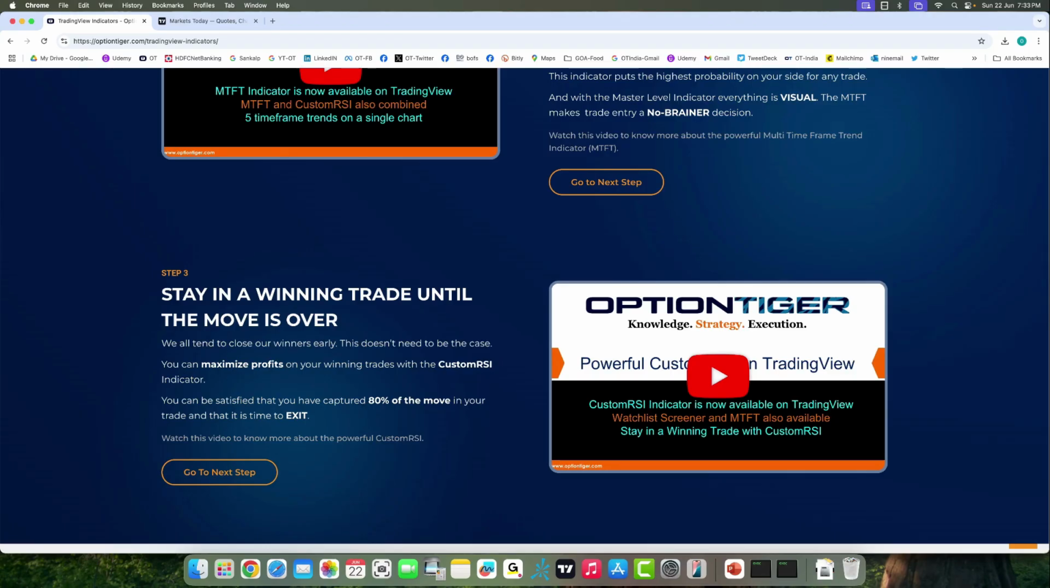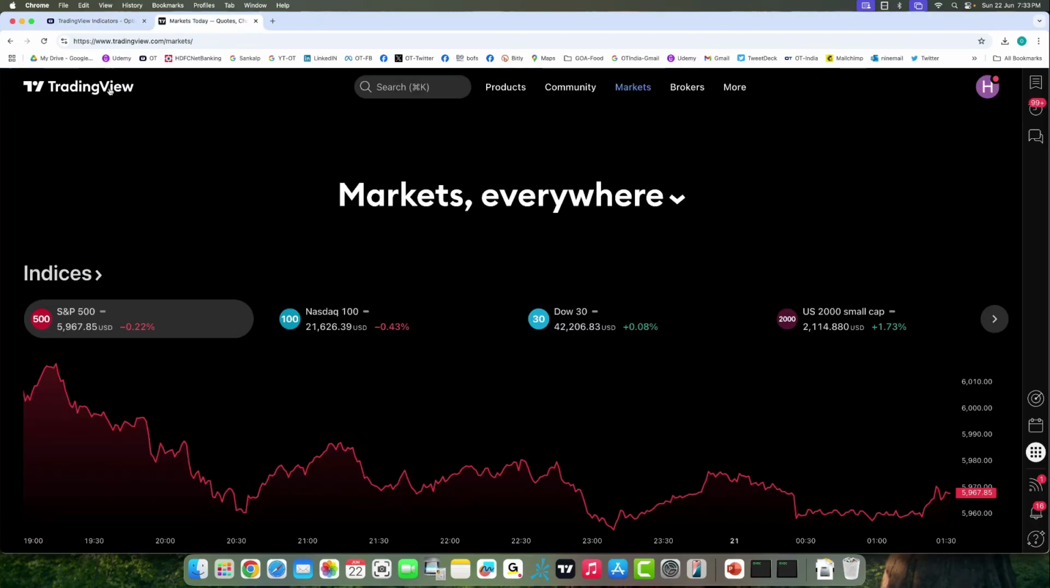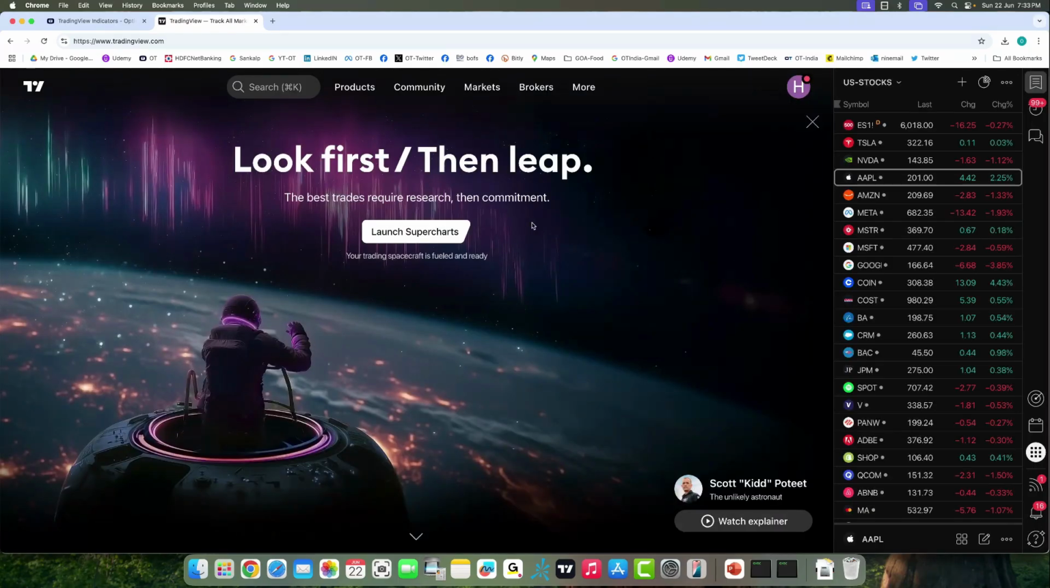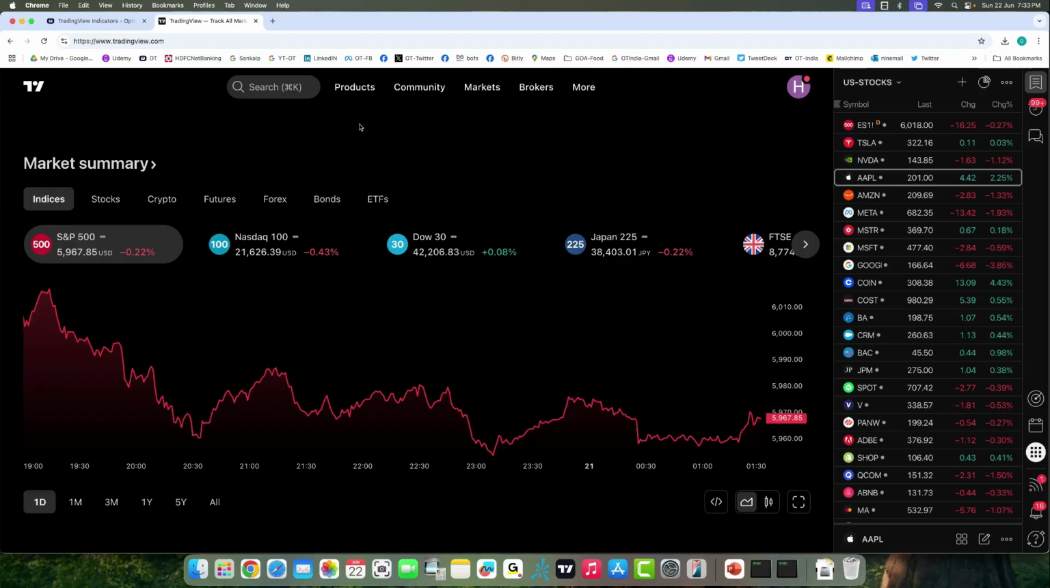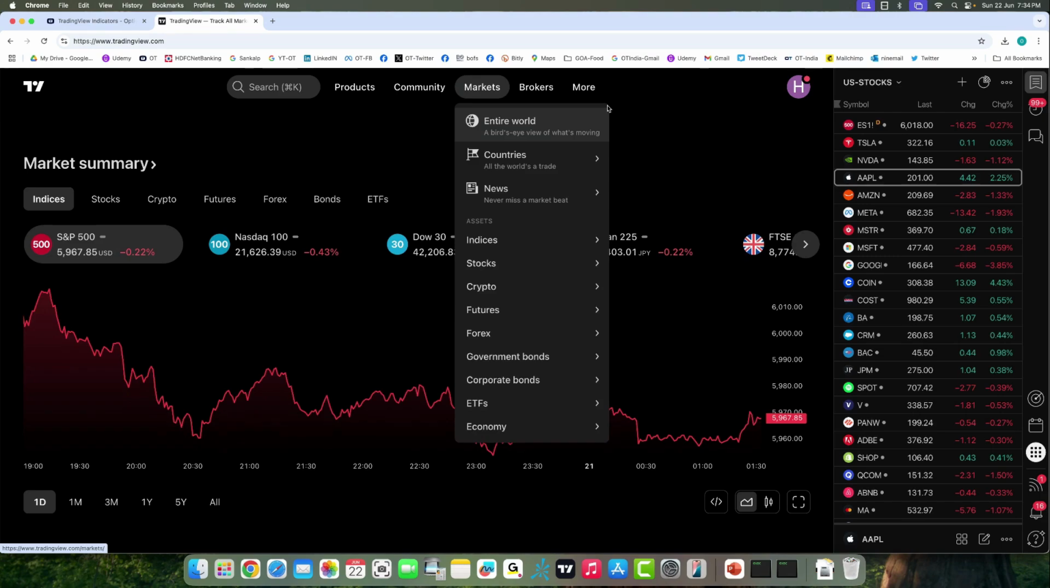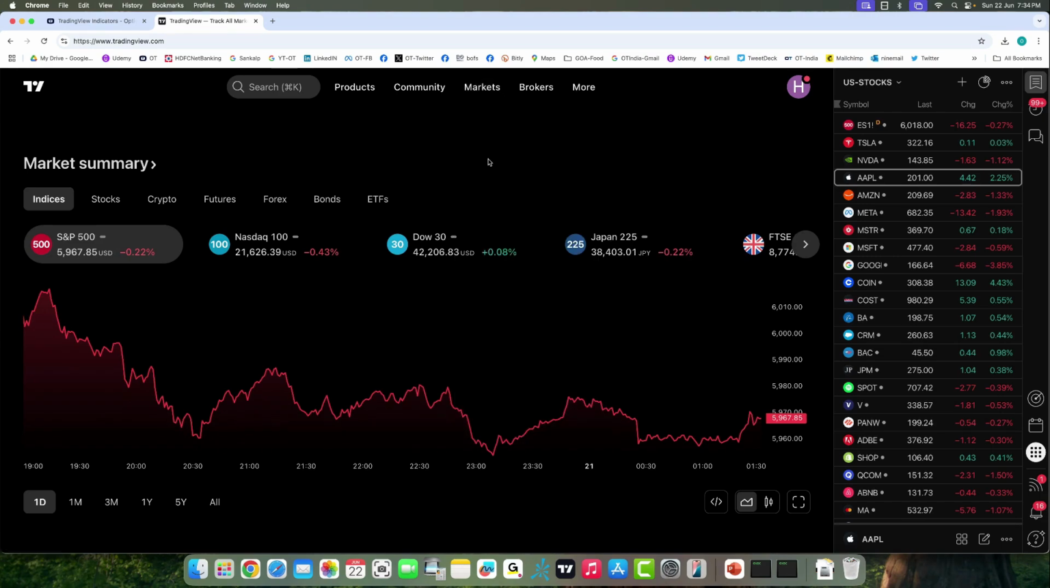There are essential, premium, expert plans. Are you suggesting expert? No, no, no. I'm suggesting a free account. So you go to TradingView, and you will be able to open a free account. I'm already logged in, so it's not going to show me that. But on the home page itself, it'll tell you that you can get started for free, and you open a free account.